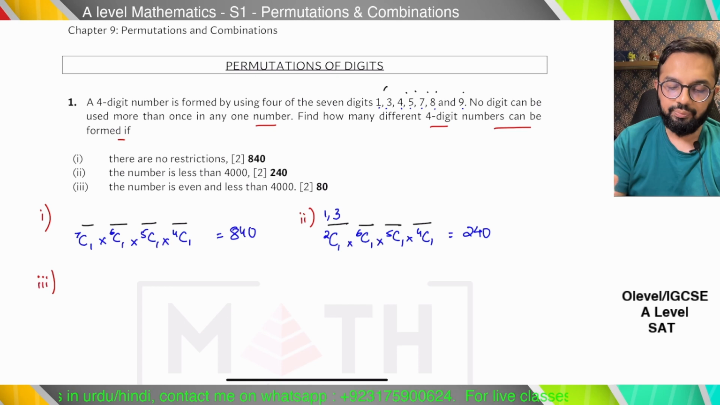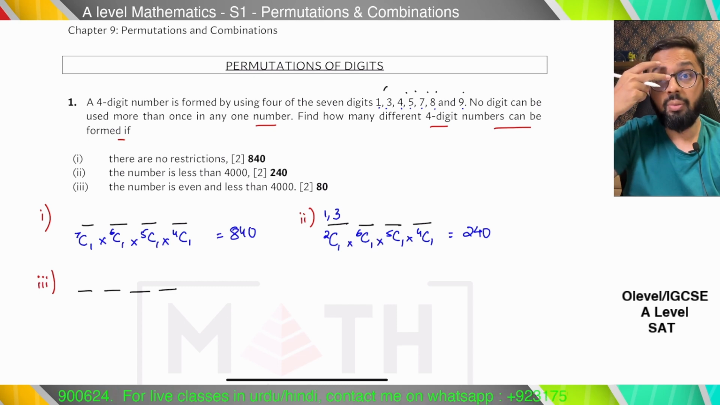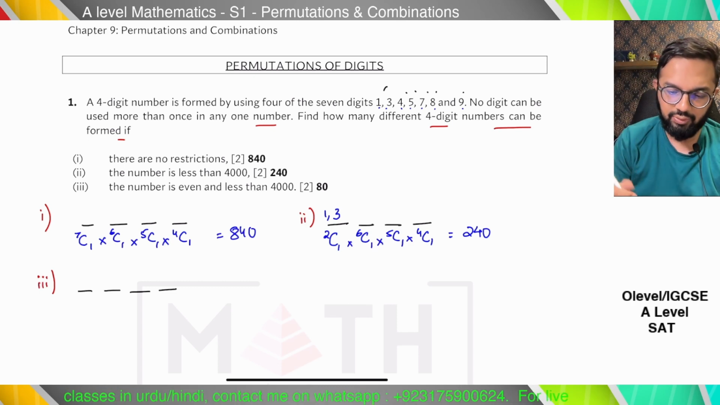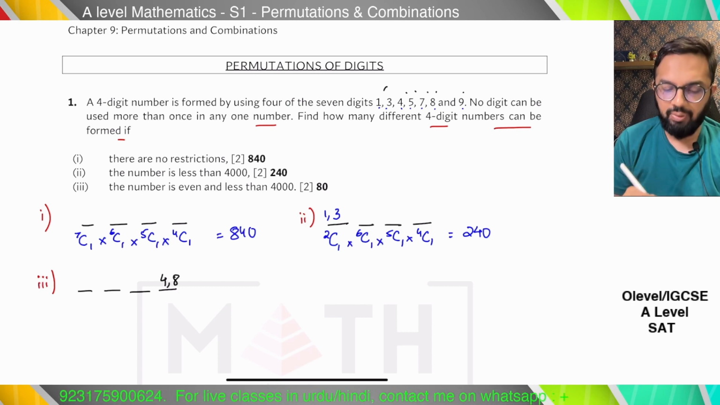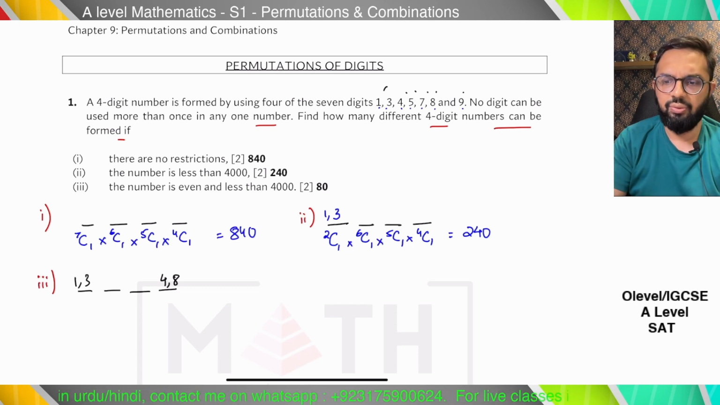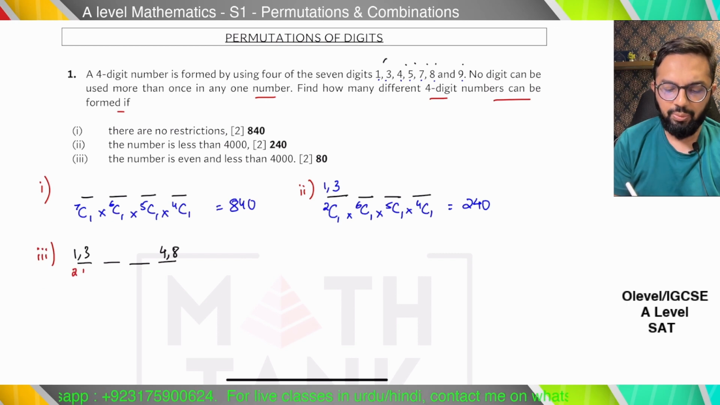Okay, part 3. The number is even and less than 4000. So there are now two restrictions. How do you determine an even number? Based on the last digit that you have. So there are two possibilities for the last digit, 4 and 8. And it has to be less than 4000, so 1 and 3. Now these restrictions are not overlapping. We'll talk about that later on. There are two C1 choices here and two C1 choices here.